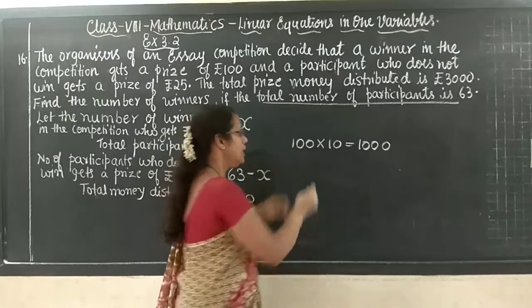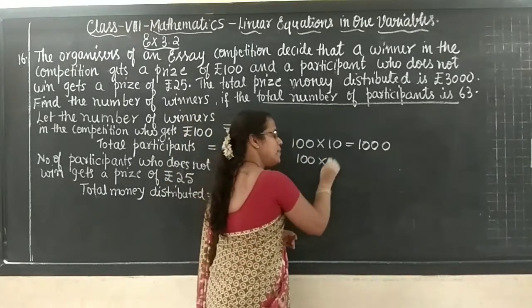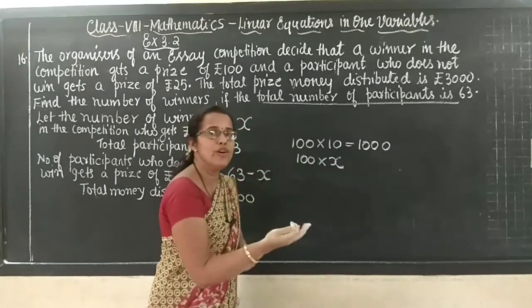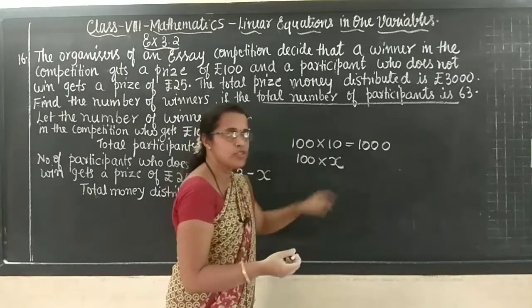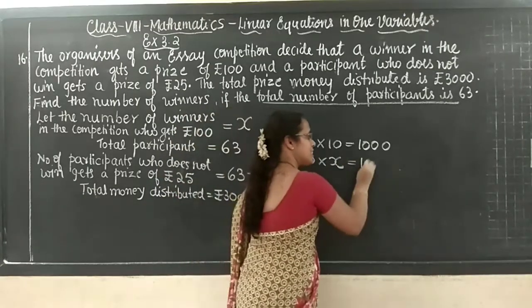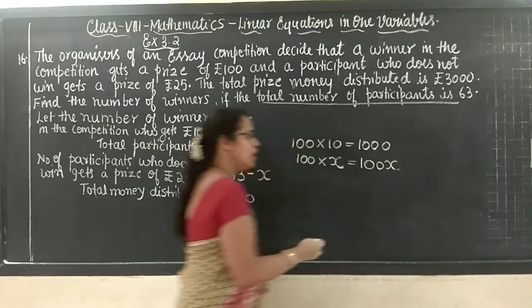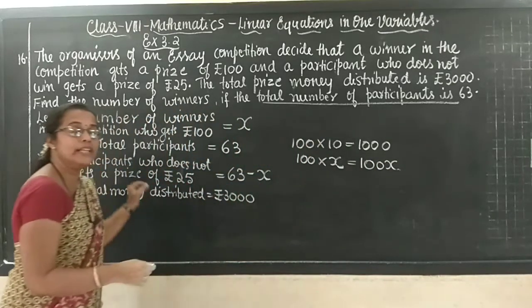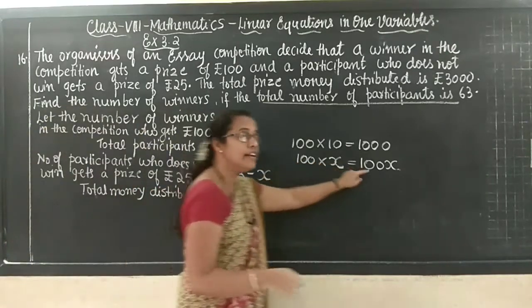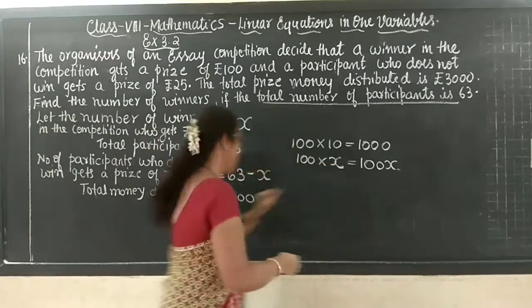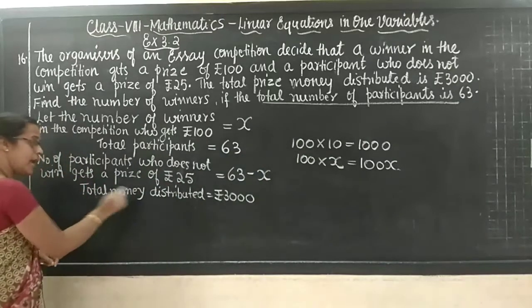Here, X members will take 100 rupees each. What is the amount they are getting then? Instead of 100 into 10, you have to do 100 into X, that is 100X. So the amount got by the winners is 100X. Is it okay?